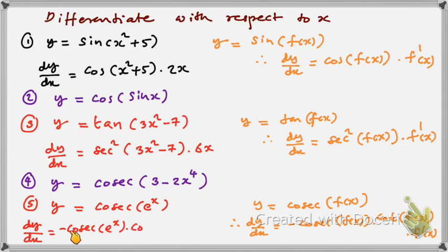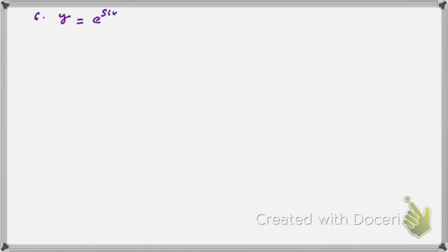So when I differentiate this, cosec of e raised to x would be minus cosec e raised to x cot e raised to x, and not finished, into the inside derivative. The inside function is e raised to x, so I multiply by the derivative of the inside function, which is e raised to x. Here is your question: y is equal to e raised to sine x.